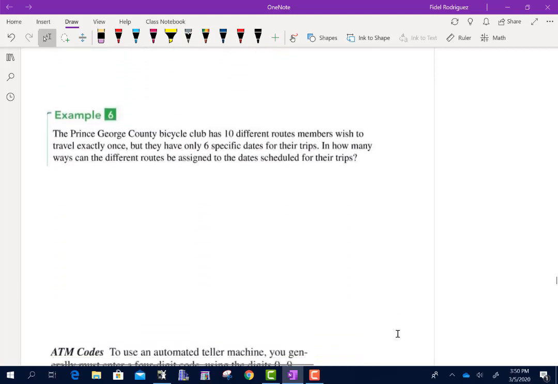Example number 6 says, Prince George County Bicycle Club has 10 different routes. Members wish to travel exactly once, but they only have 6 dates for their trips. How many ways can the different routes be assigned to the dates scheduled for their trips? So we're going to go 10, and we're going to select 6 of them.